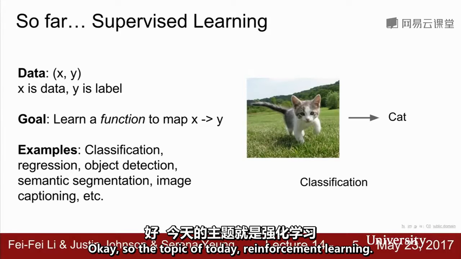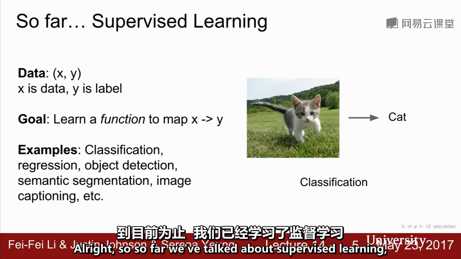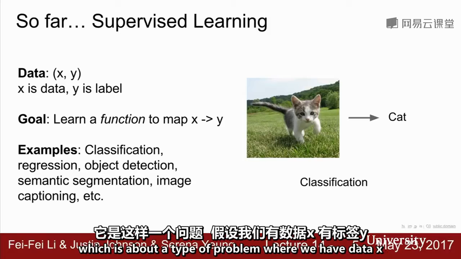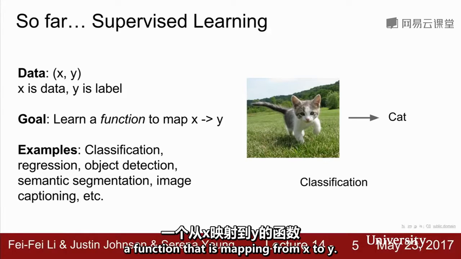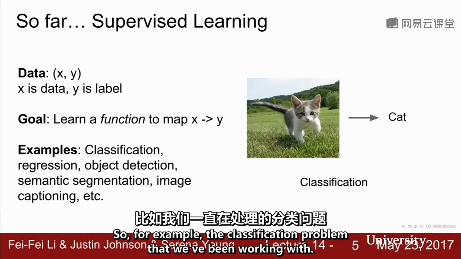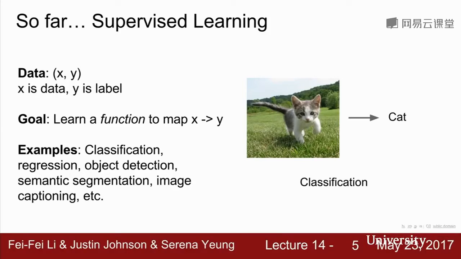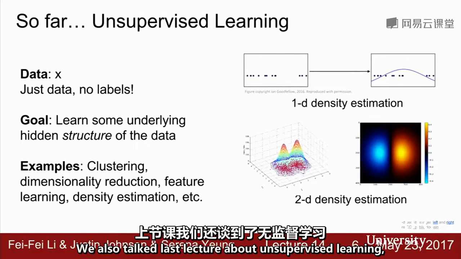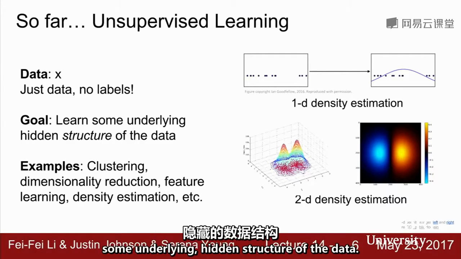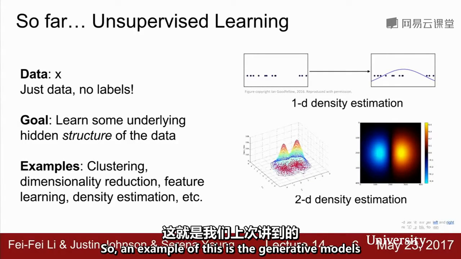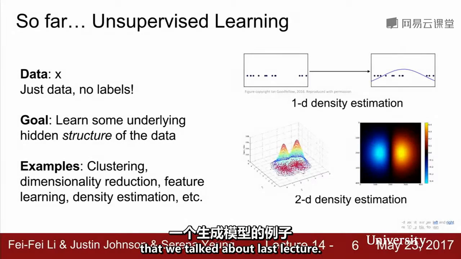Okay, so the topic of today, reinforcement learning. So far we've talked about supervised learning, which is a type of problem where we have data X and then we have labels Y, and our goal is to learn a function that's mapping from X to Y. So for example, the classification problem that we've been working with. We also talked last lecture about unsupervised learning, which is the problem where we have just data and no labels, and our goal is to learn some underlying hidden structure of the data. So an example of this is the generative models that we talked about last lecture.